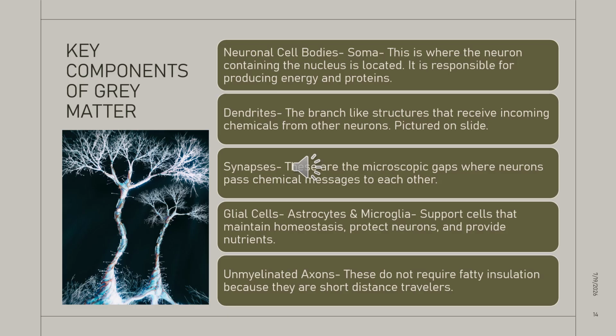Neurons can't survive alone, which brings us to glial cells, specifically astrocytes and microglia. They act as the vital support crew, keeping the environment stable, delivering nutrients, and protecting neurons from damage. Gray matter contains unmyelinated axons because they are short distance travelers, moving signals locally within the cortex. They don't require the heavy, fatty insulation found in white matter.